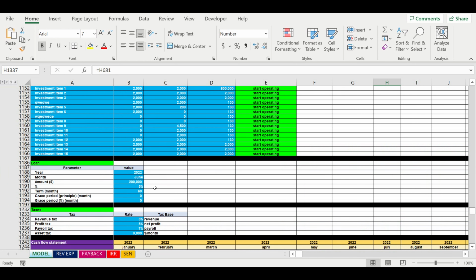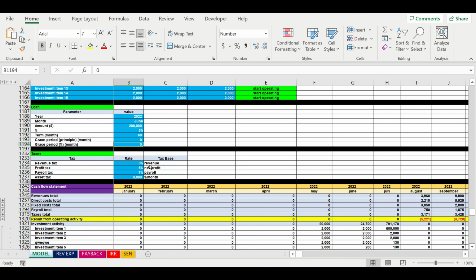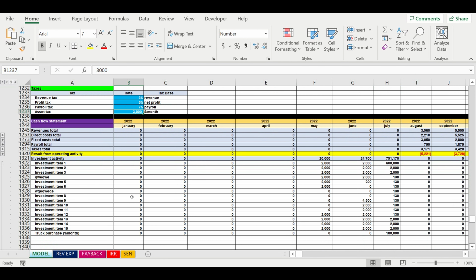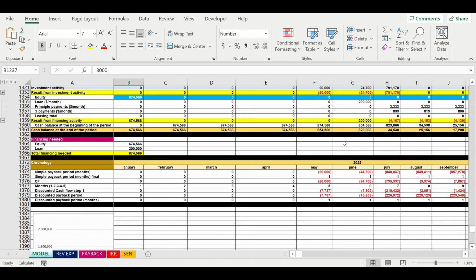So then we can add, for example, a loan. If we want to buy the first truck using a loan, we just specify the year when we take a loan, month, amount of loan, interest rate, term of loan, grace period for principal payments, grace period for interests if there is any grace period. Then we specify the revenue tax, profit tax, payroll tax, asset tax, and then all this information goes to see the result from operating activity.